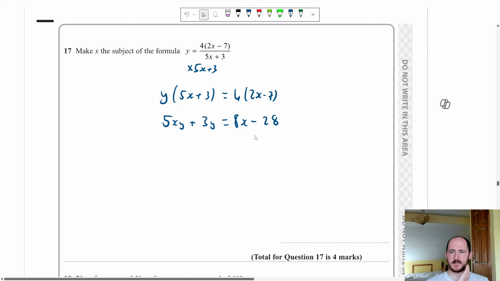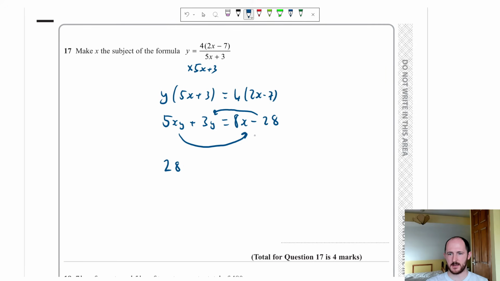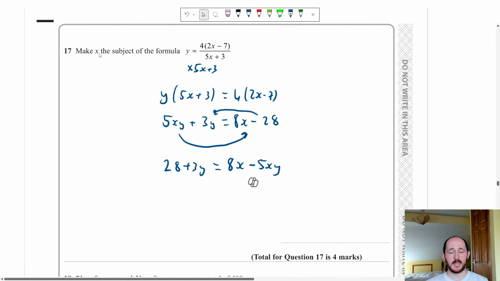So I'm going to add 28 to both sides. So I'm going to move the 28 to this side and the 5xy to this side. So if I add 28 to both sides, I get 28 plus 3y. And I've minused 5xy from both sides, so we get 8x minus 5xy. Now again, we want x equals, that's what x the subject means. It means make it x equals.